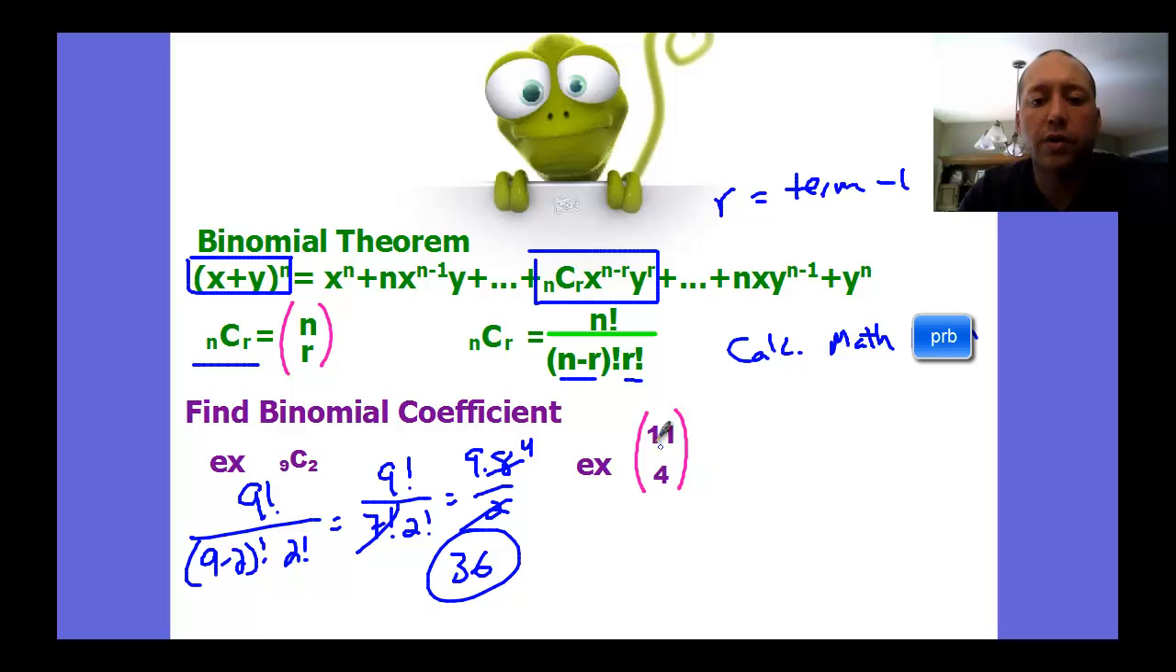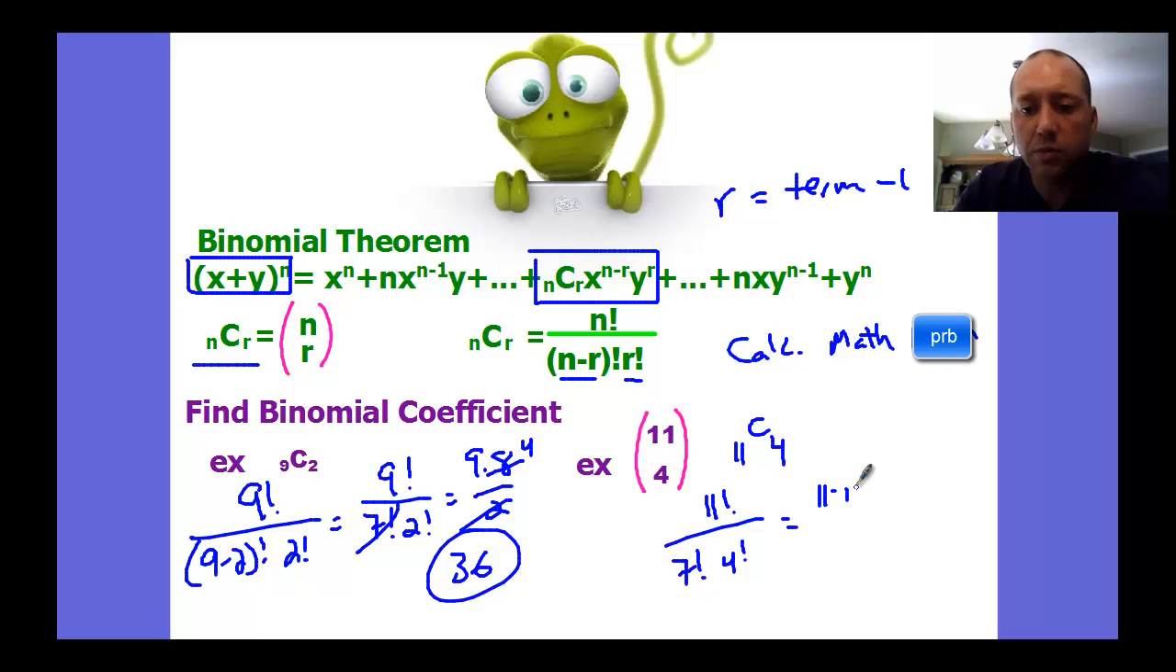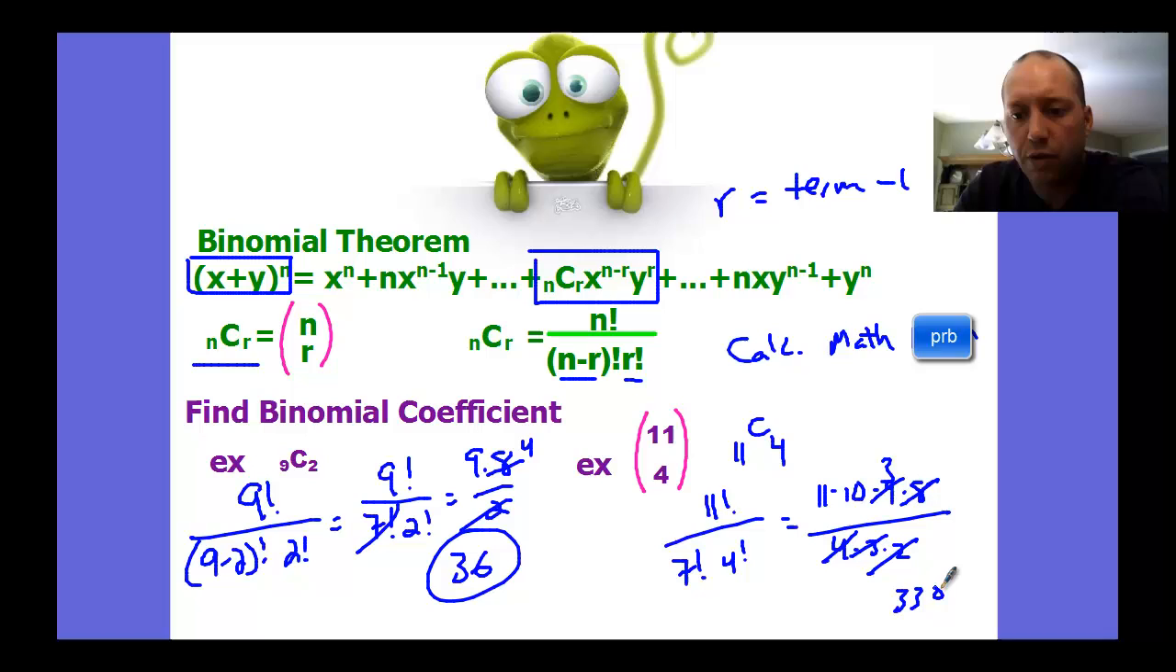So you can do that mentally. You can also punch in the calculator. So 11 over 4 is the same thing. It's 11C4. And so we could write that as 11 factorial over 7 factorial times 4 factorial, which is 11 times 10 times 9 times 8 all over 4 times 3 times 2. And I can reduce my stuff, so 4 times 2 is 8, which reduces 8. 3 and 9 reduce, so I have 110 times 3, so 330.